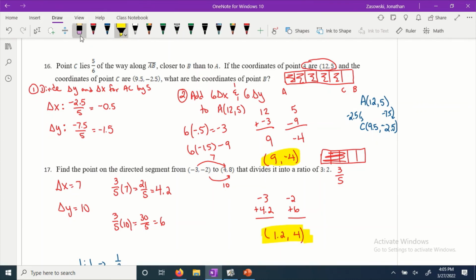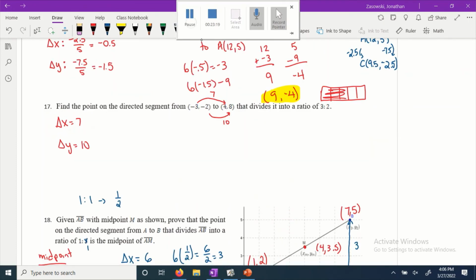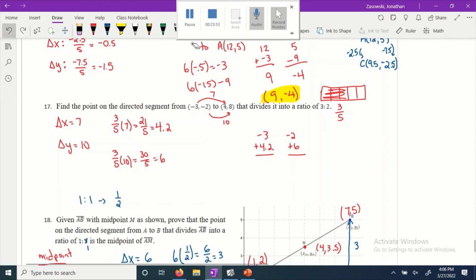Okay, number 17. Now this is how we did this one in class. We're going to do this the same way. So step 1, we're going to use our ratio of 3 to 2 to determine the fraction of the line, which is 3/5 for this one. And then we're going to multiply the rise, which is 10, and the run, which is 7, to get from x and y, times 3/5. So 7 times 3/5 is 21 over 5, which is 4.2. And 10 times 3/5 is 30 over 5, which is 6. And we're going to add that to the first point we started from, which is negative 3, 2. And we end up with 1.2 and then 4. And that is our answer.